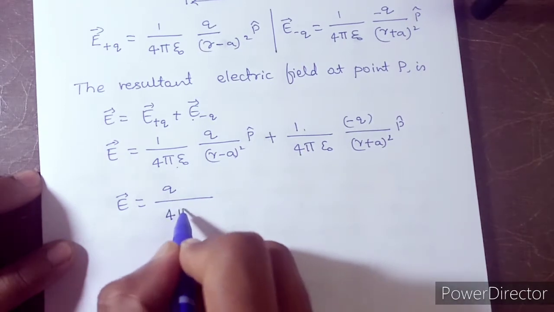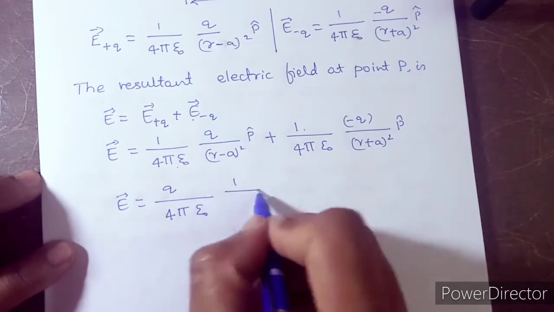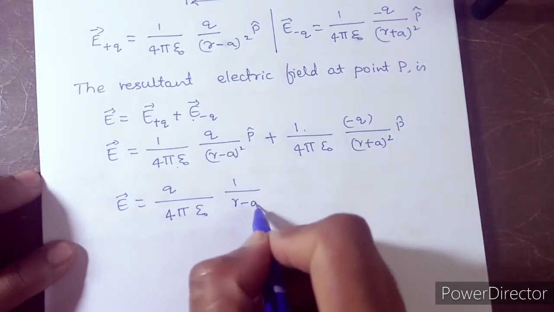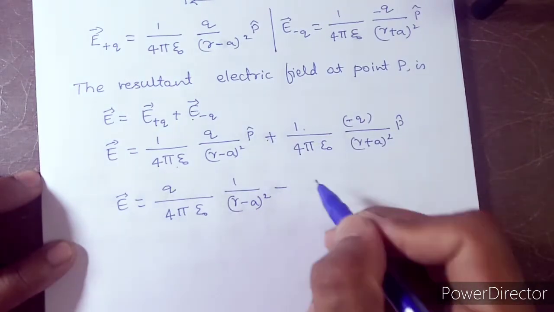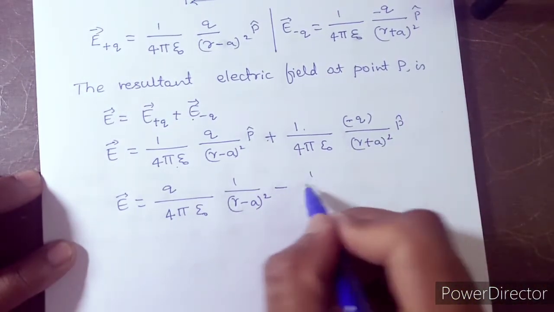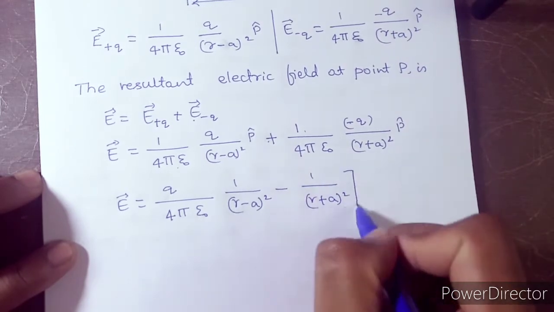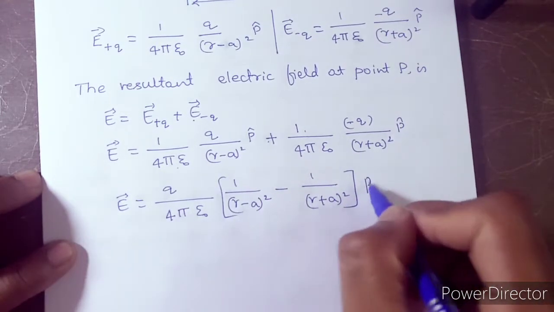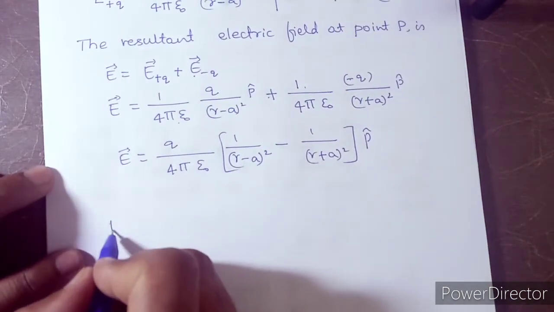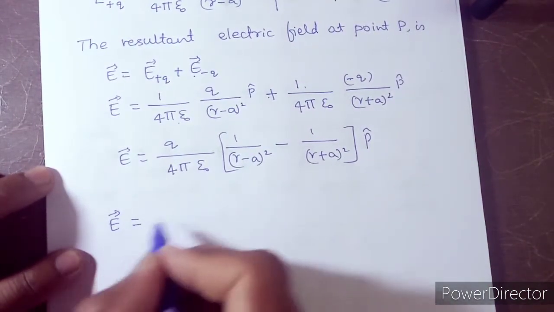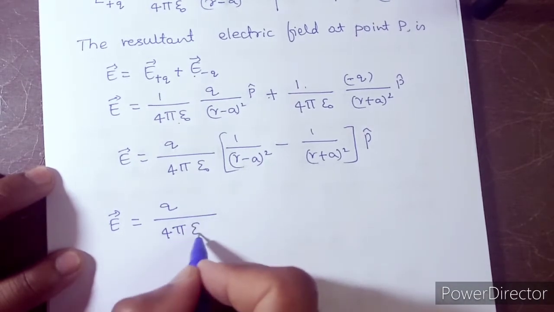Q divided by 4 pi epsilon naught, here we will be having 1 over (R minus A) whole square. Here plus into minus is minus 1 divided by (R plus A) whole square into P cap will be common. Okay, so then let us solve this. E is equal to Q divided by 4 pi epsilon naught.